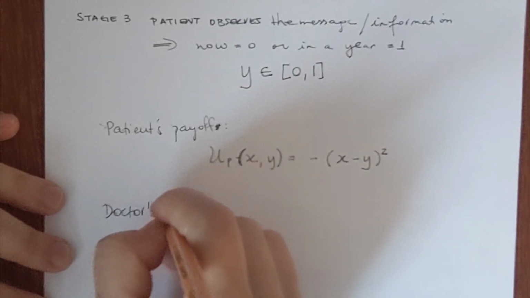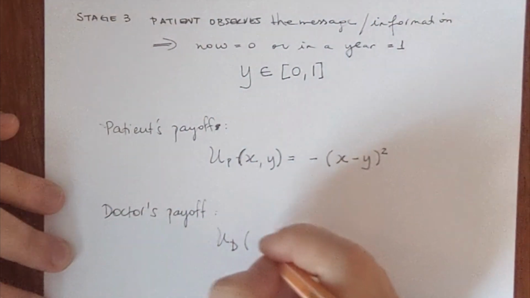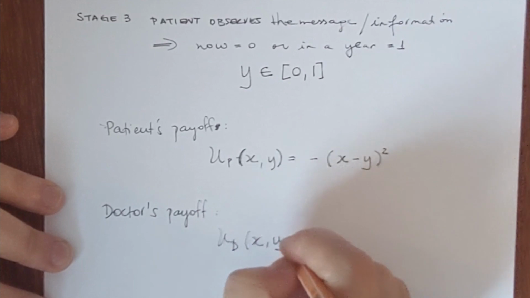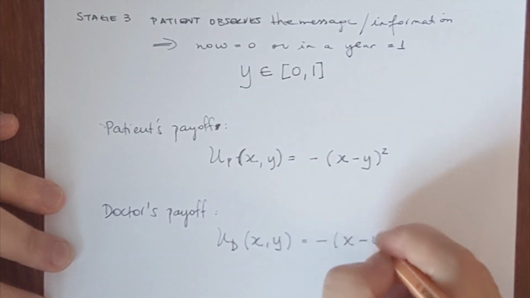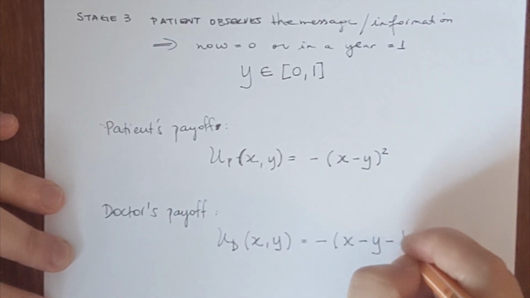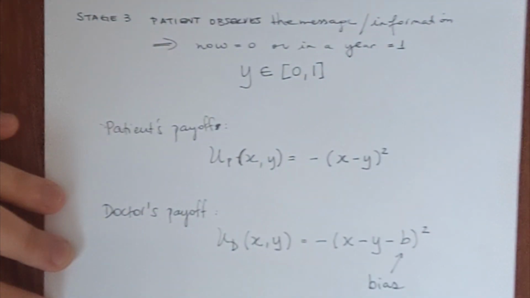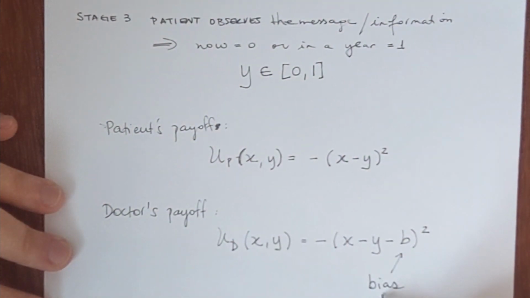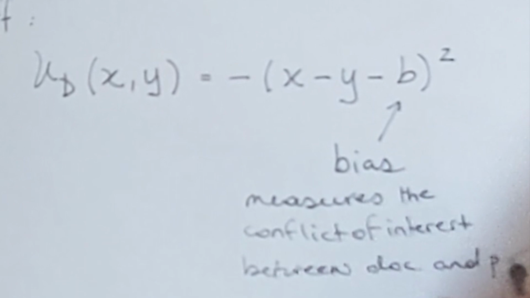So the doctor's payoff is very similar to that of the patient. However, it has an extra element. It contains a parameter, which we've seen before, so minus (x minus y minus b) squared, where b is the bias, which before we called the tendency for malpractice. So essentially what the bias does is that it measures the conflict of interest between doctor and patient.